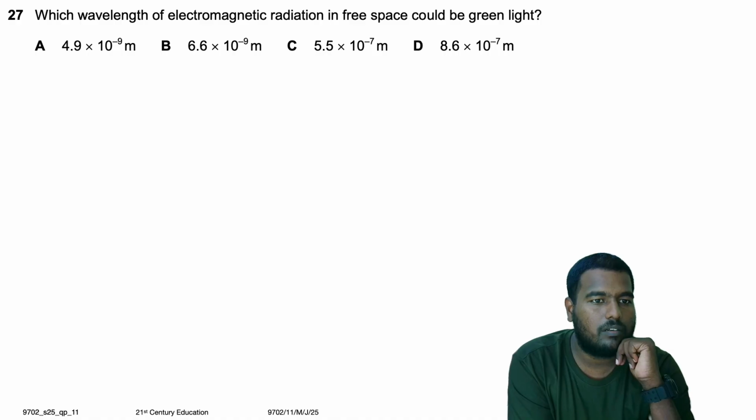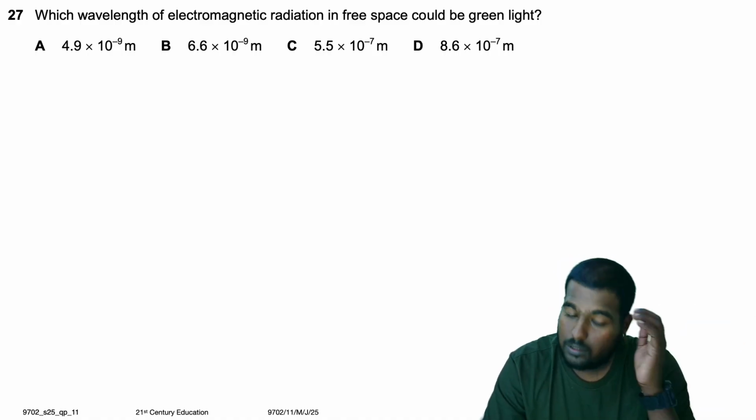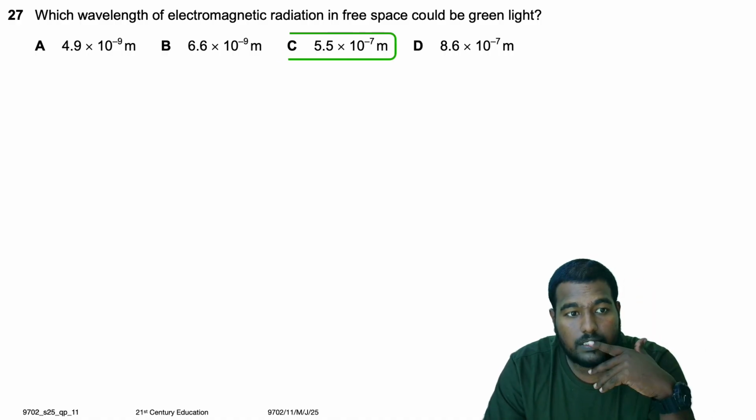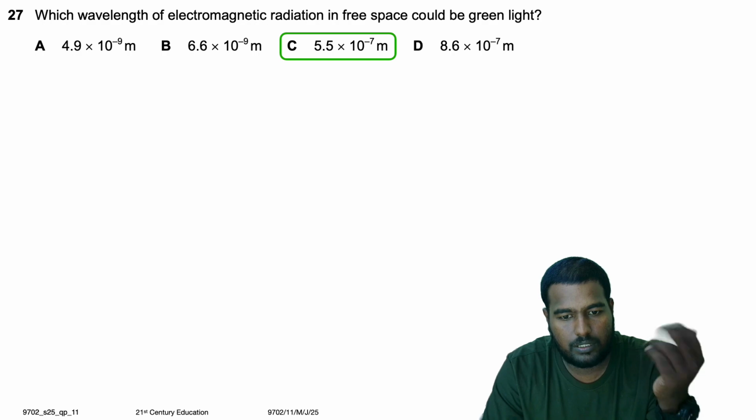Which wavelength of electromagnetic radiation in free space could be green light? This you have to memorize. I don't know, I swear. But the option is C. Sorry. Yeah, option is C.